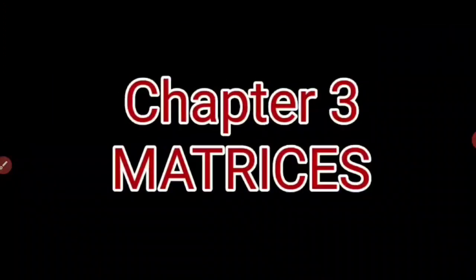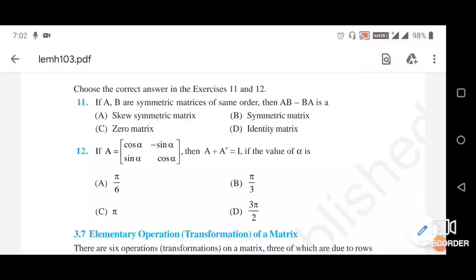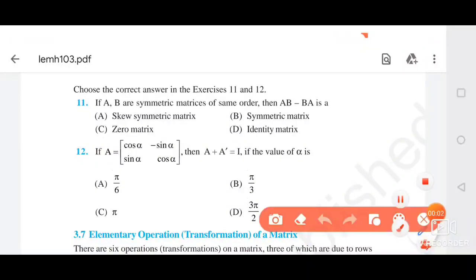Here we are doing the chapter Matrices. We were doing exercise 3.3 and two questions are left. Question number 11 says: if A, B are symmetric matrices of same order, then AB minus BA is a skew symmetric matrix, zero matrix, or identity matrix. Which one of these four is true for AB minus BA?